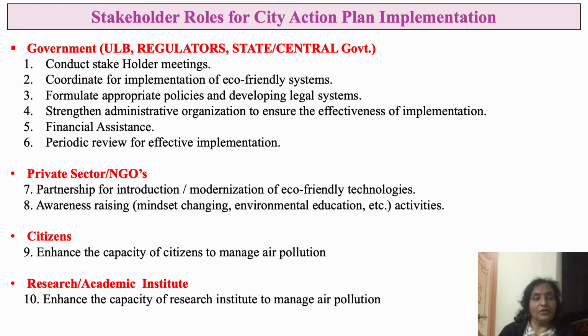Now these are the various stakeholders. As I have already told, for each action plan there is a stakeholder which needs to be strengthened properly by technical and financial assistance. The functions of these stakeholders are to conduct several meetings amongst themselves and then coordinate for implementation of these action plans, formulate appropriate policies and develop legal systems, strengthen administrative organization to ensure the effectiveness of implementation, financial assistance and periodic review with feedback for effective implementation. This needs to be done, and the ULB should be the coordinator for regulators, state and central government officers. Those are responsible for undertaking the city action plan implementation.